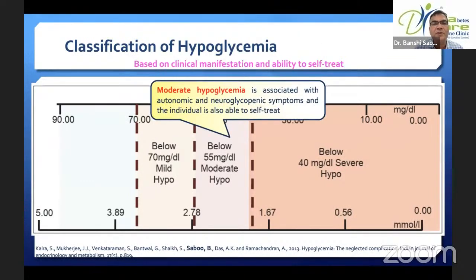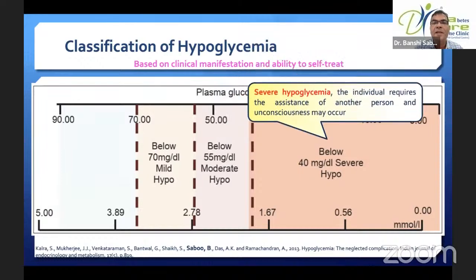In moderate, it is autonomic as well as neuroglycopenic. Both symptoms are there, but individuals mostly are able to self-treat. Severe hypoglycemia requires assistance from another person, and sometimes they may become unconscious, where hospitalization is also required.